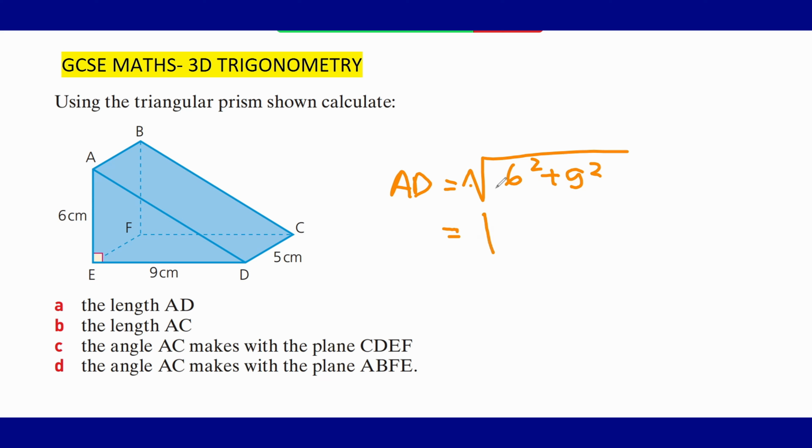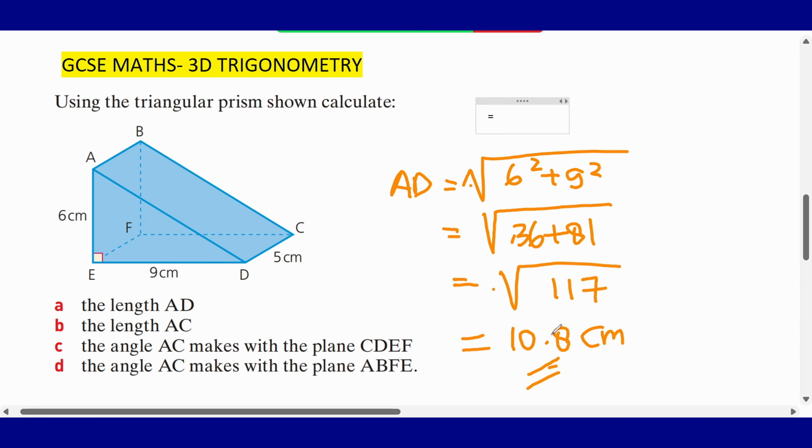If we count, this will be 36 plus 81, and this is more of calculator work. You can do this with a calculator, so it will be the square root of 117. Okay, so that is the square root of 117, or 10.8 cm. That's the answer for A.